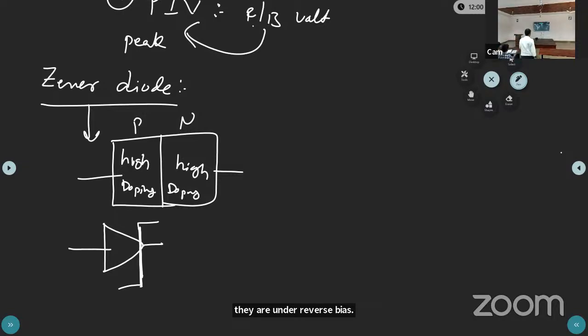Okay, the symbol of the Zener diode. Now you can apply the same: the Zener diode under forward bias and the Zener diode under reverse bias. The same.